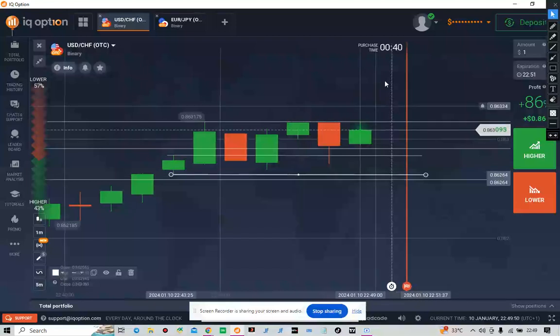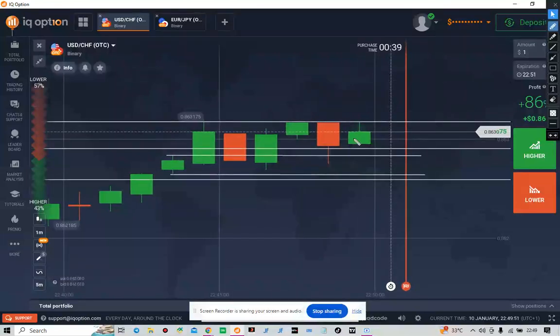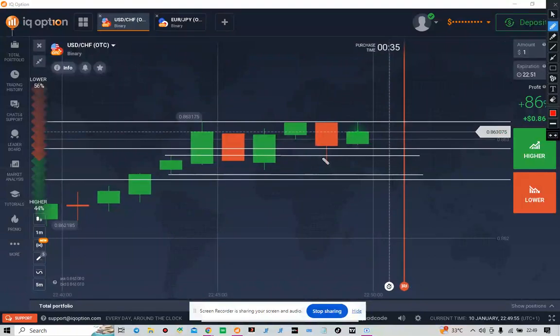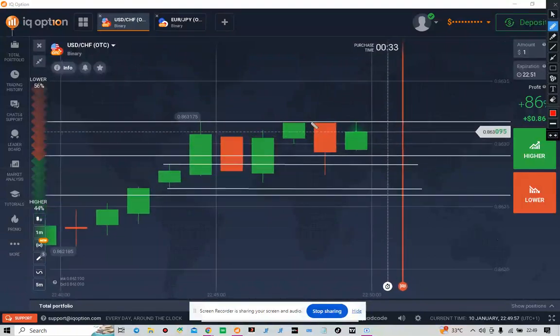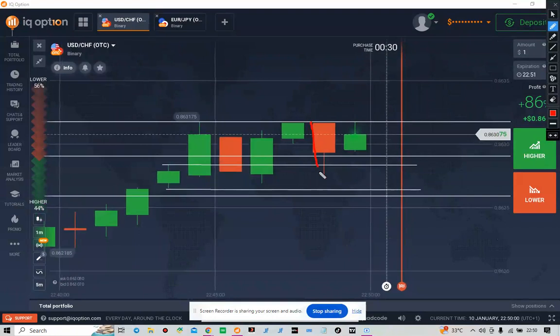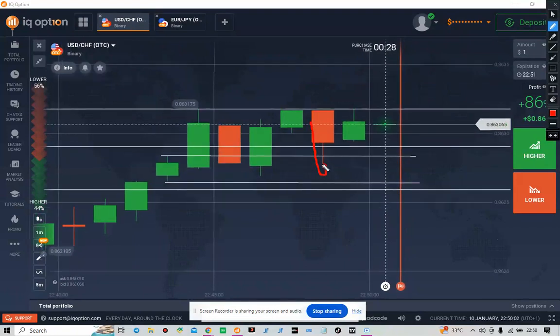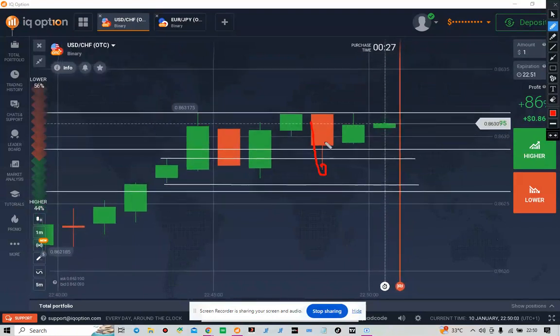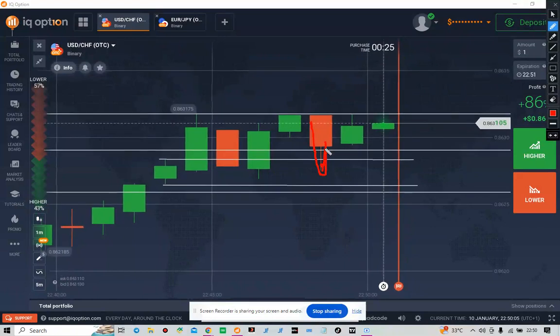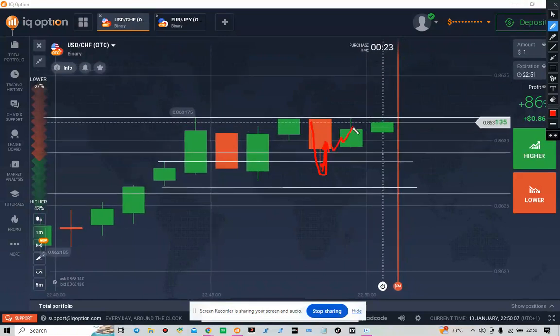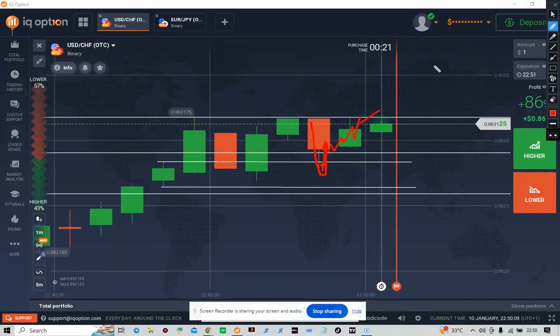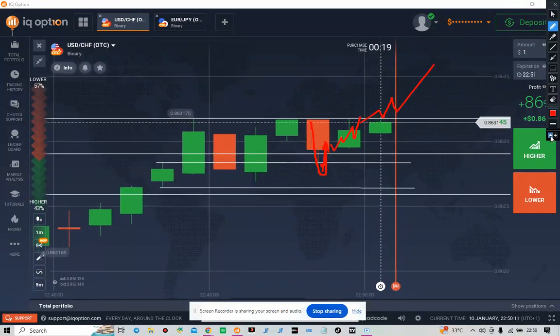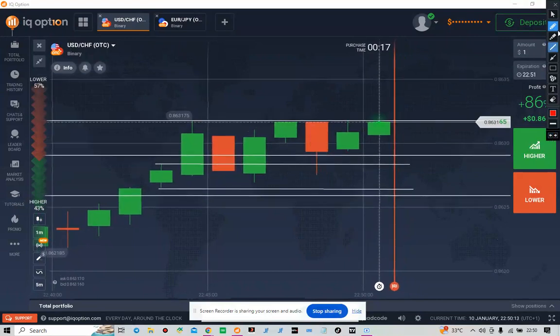These are the levels where sellers and buyers are supposed to enter the market. You can see that buyers reject the sellers here. Sellers push the price down, buyers reject it back, and buyers enter the market. In this kind of situation, it seems that buyers are going to push the price upward. So this is how you trade binary options.